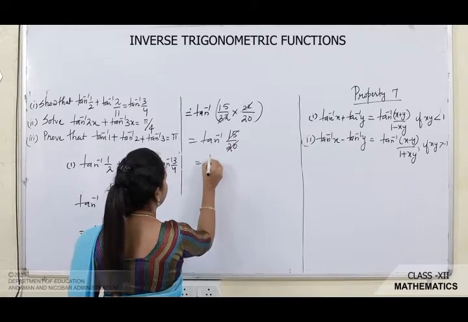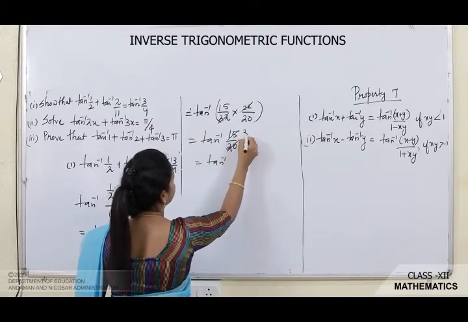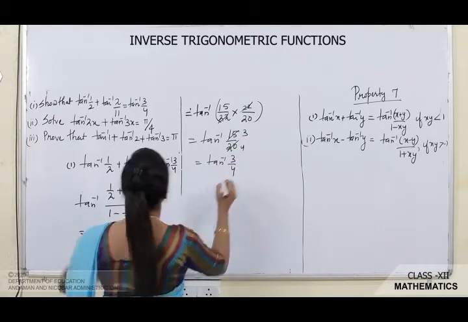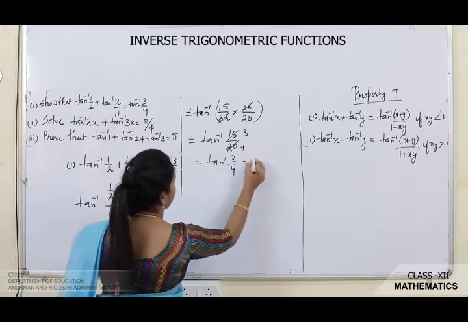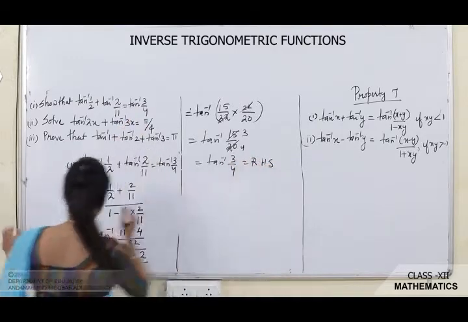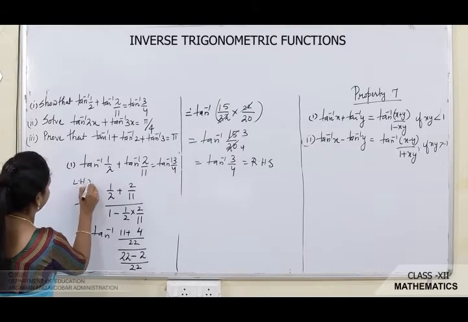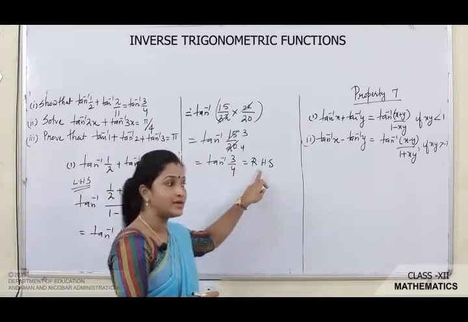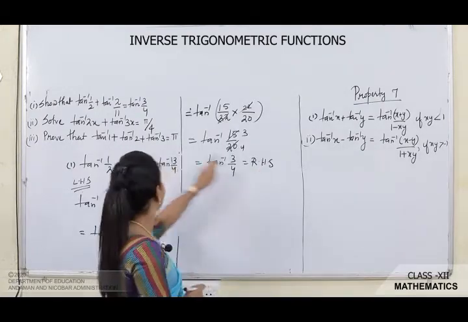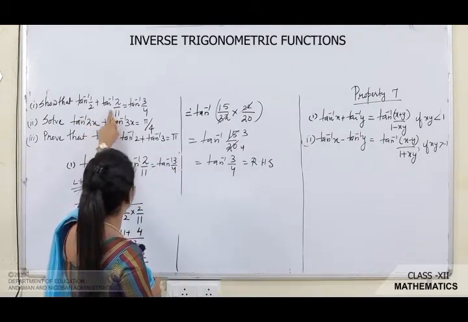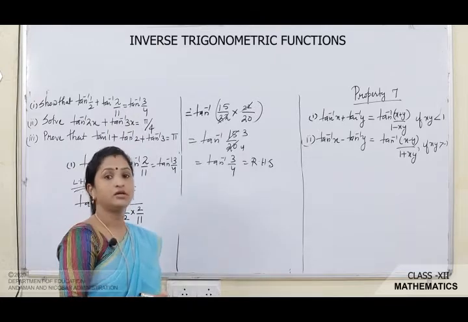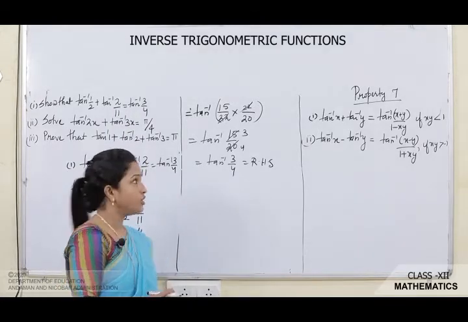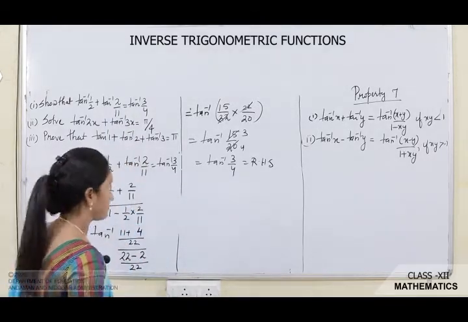Again इसको आप cancel करिए, आपको मिलेगा 5 3s, that is 3 by 4, and I think you got the answer, that is RHS. So you started with LHS, okay? LHS आपने start किया and you got the final answer as RHS. So you have proved that tan inverse half plus tan inverse 2 by 11 is equal to tan inverse 3 by 4. Clear, children? Now moving on to the second question.